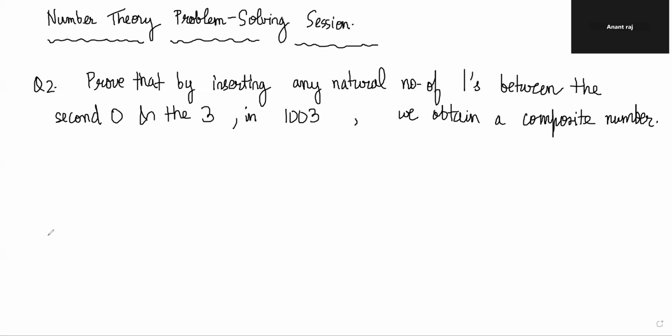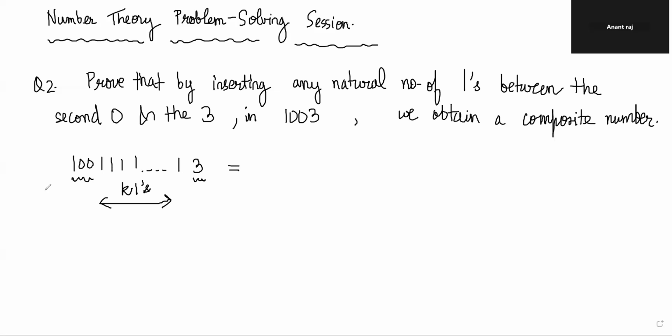Okay. So we are saying after the second zero, we are putting ones, right? Yes, sir. Let's say we put k ones. K is a natural number, correct? So how many total digits are there? K plus 4, right? Yes, sir. K plus 4 digits are there.